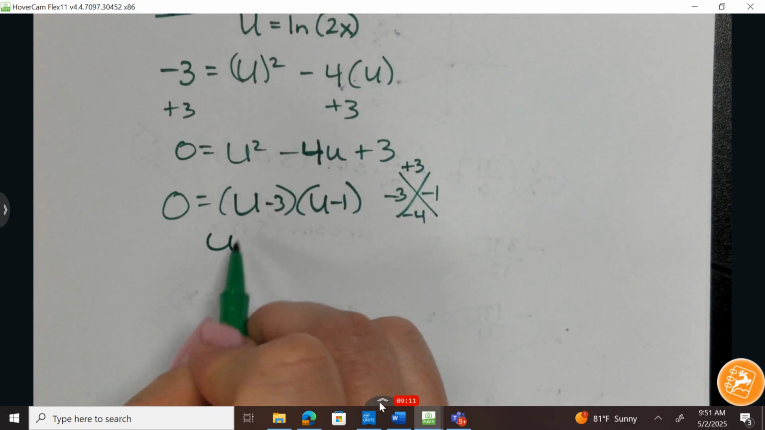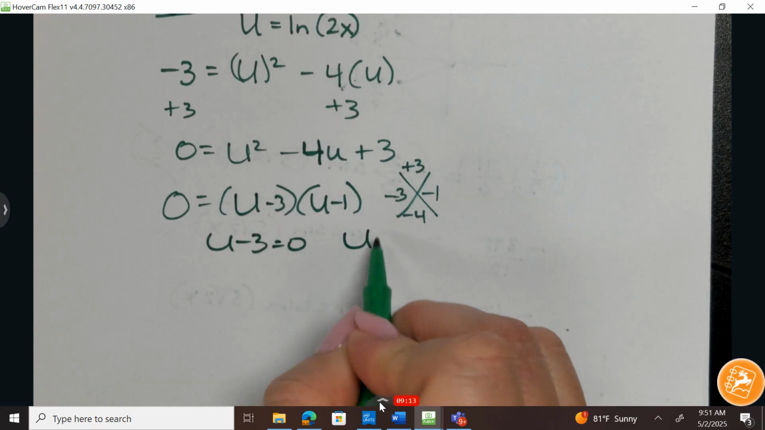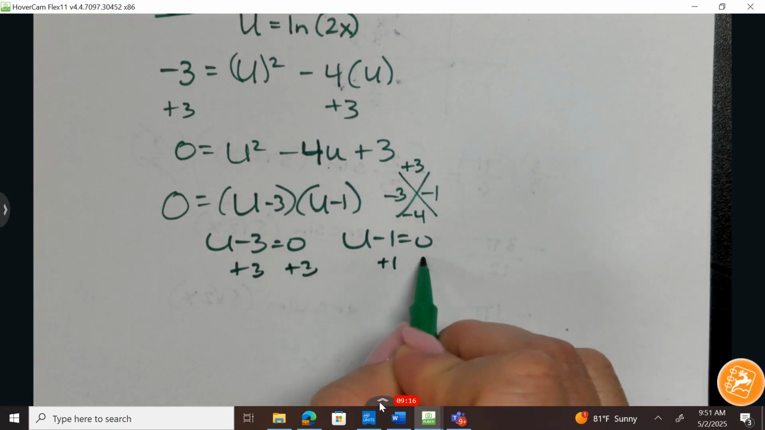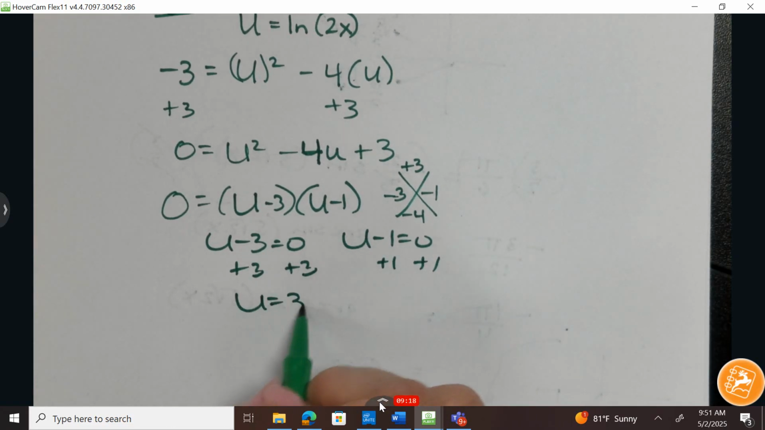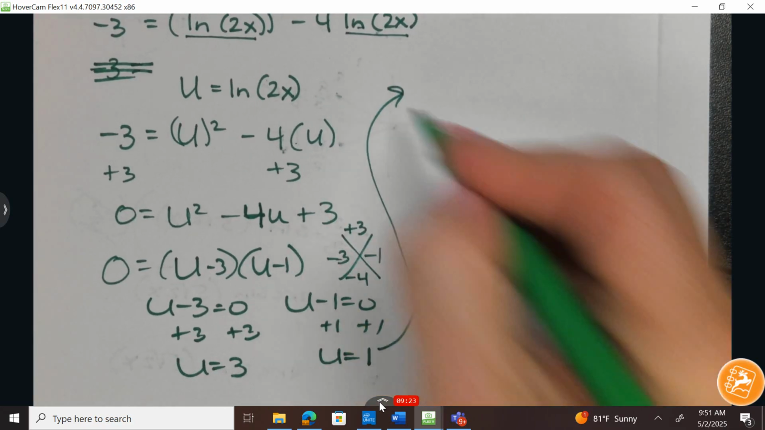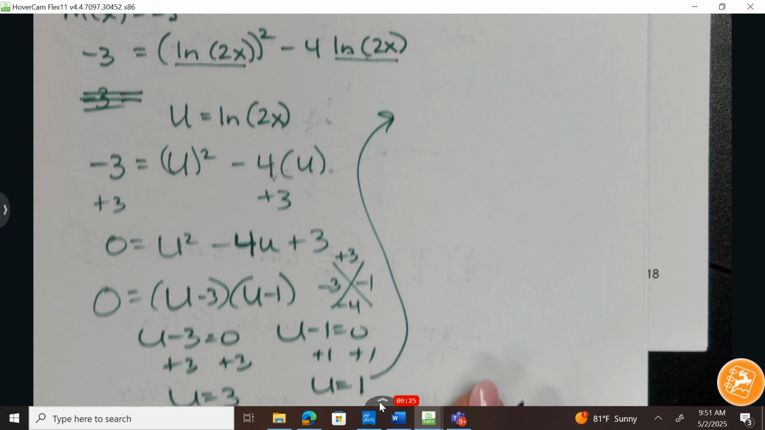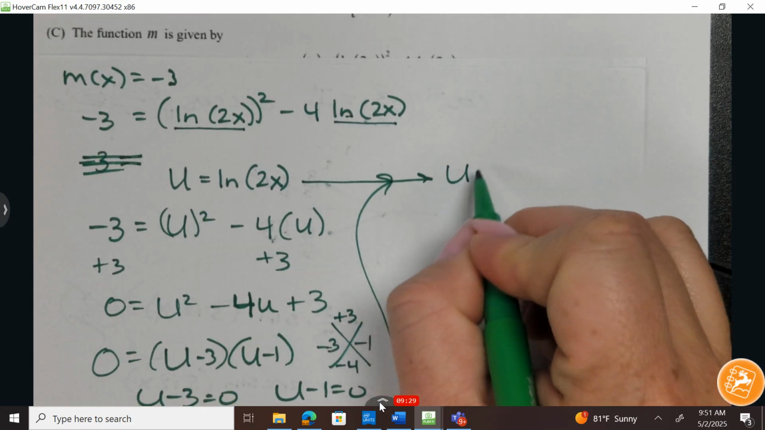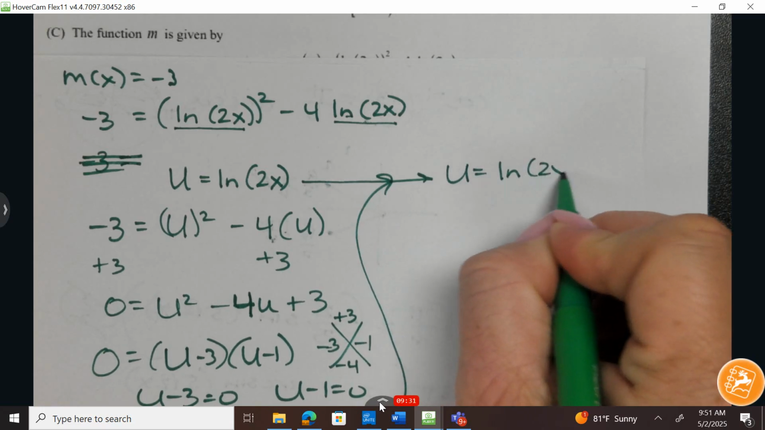I'm going to set each quantity equal to 0 to solve. So plus 3, plus 3, plus 1, plus 1. So I think u equals 3 and u equals 1. I'm going to come up here so that you guys can continue to see my work here. This is what I know. I know that u is equal to the ln of 2x.